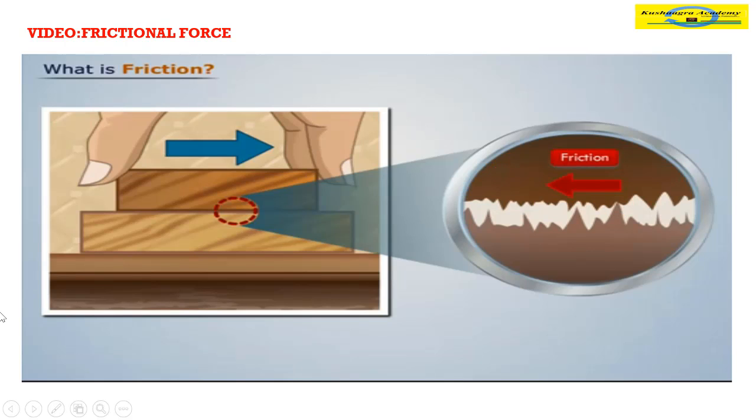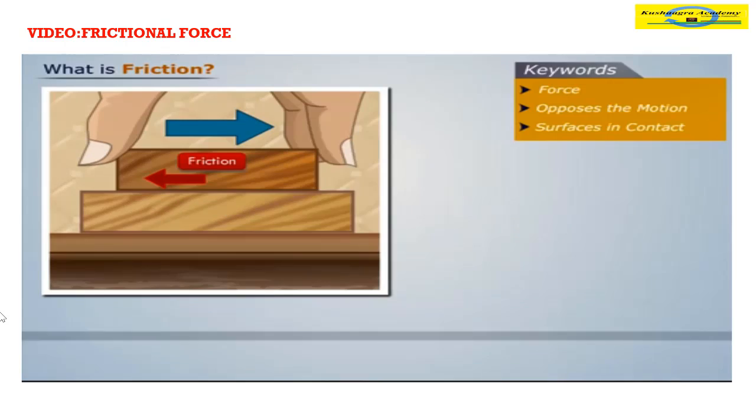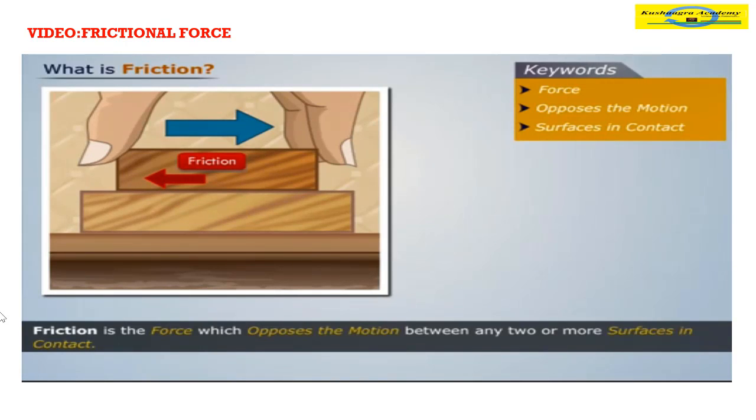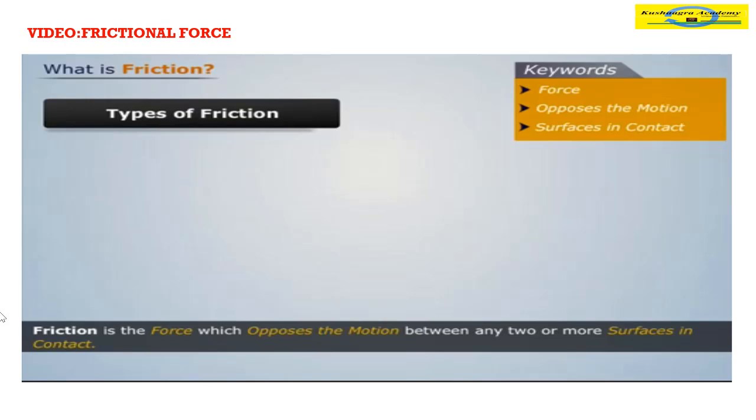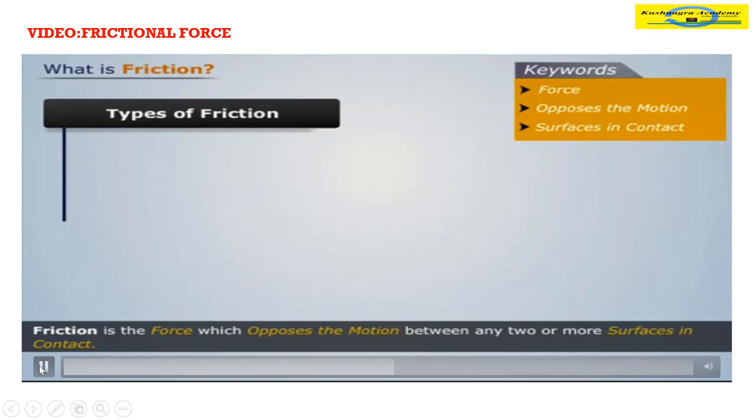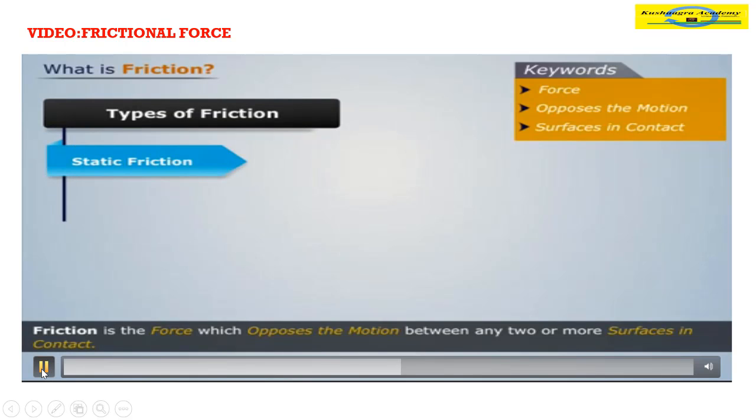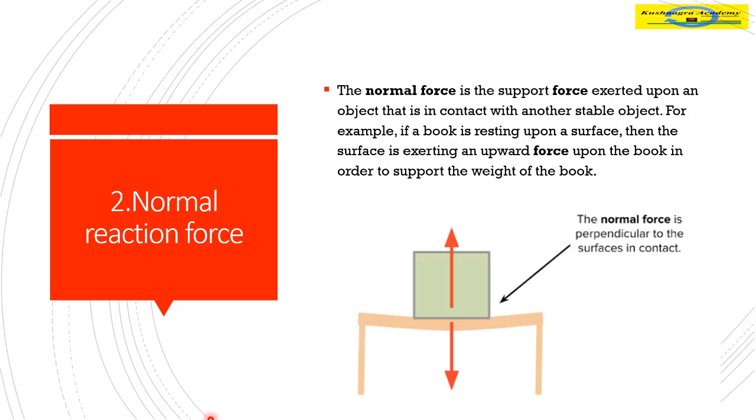Its magnitude depends on the degree of irregularities on the surfaces in contact, while its direction is always opposite to the direction of motion. Thus, friction is defined as the force which opposes the motion between any two or more surfaces in contact. Friction can be classified into two types: static friction and dynamic friction.